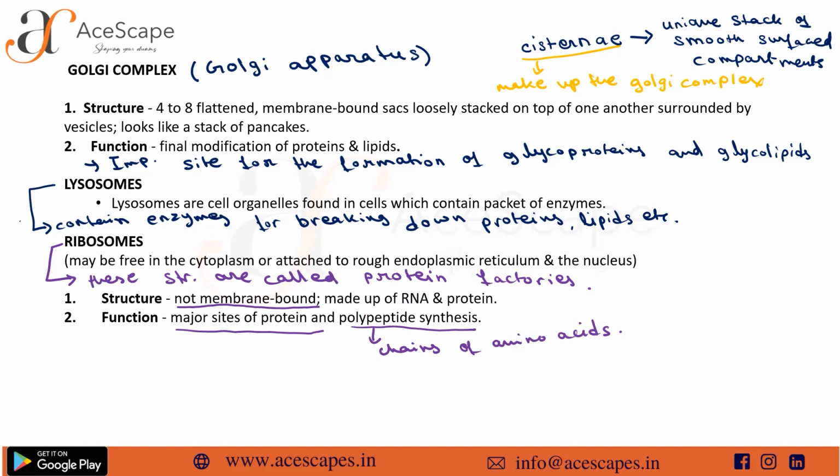Now, in prokaryotes, we have studied that the ribosomes are 70S, made of 50S and 30S subunits. But here, the eukaryotic ribosomes are 80S. How 80S? 60S is the larger subunit, whereas 40S is the smaller subunit.